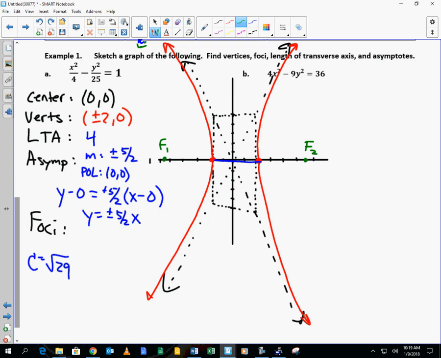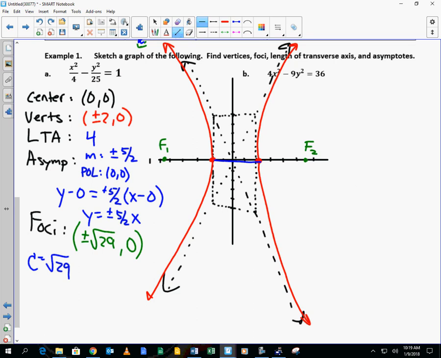So what's the location of the focus points then? Plus or minus the root of 29, 0, right? Sure, that's fine. If you'd like to write it as a decimal, it's fine: 5.38, 5.4. You good? Okay.